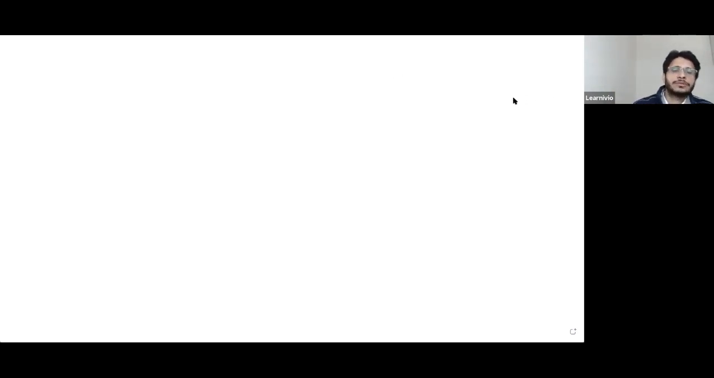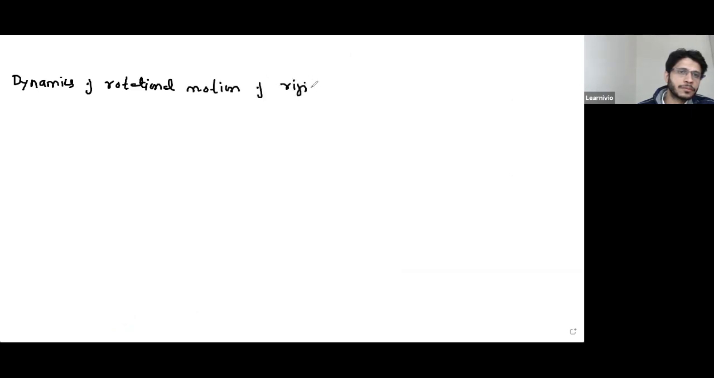So these are few shapes whose moment of inertia you should remember: ring, rod, disc, cylinder, and sphere. After these shapes, the next is dynamics of rotation of a rigid body. When I say dynamics, dynamics means cause of motion. So we will study quantities responsible for rotational motion.